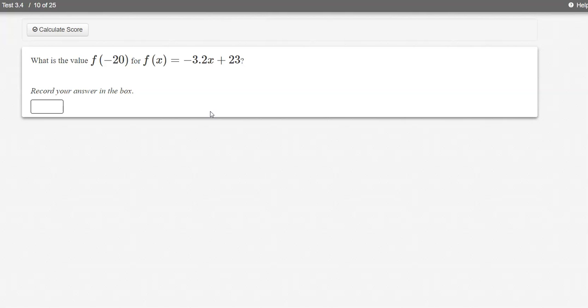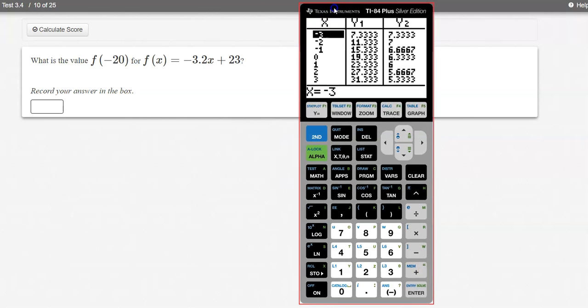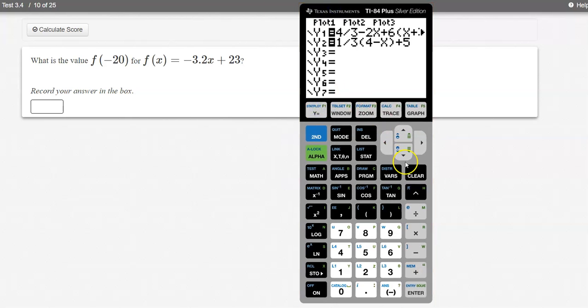What is the value f of -20 for f of x equals? Now this can be done simply by taking x and replacing with -20, but I'm going to show you something cool. You can also go to y equals and type in this function. So I think I'll do that.